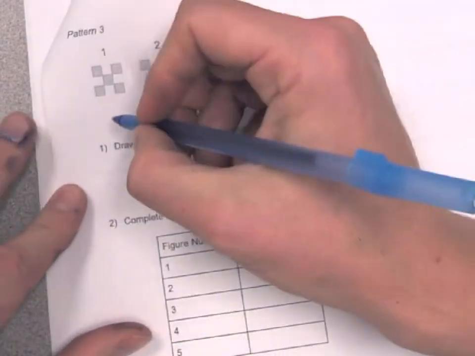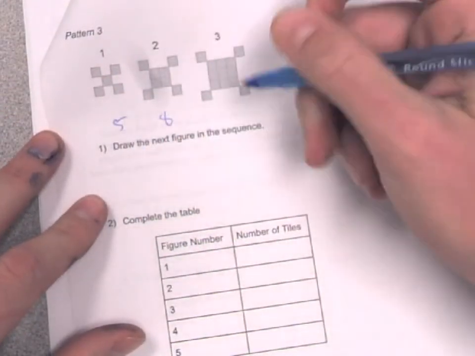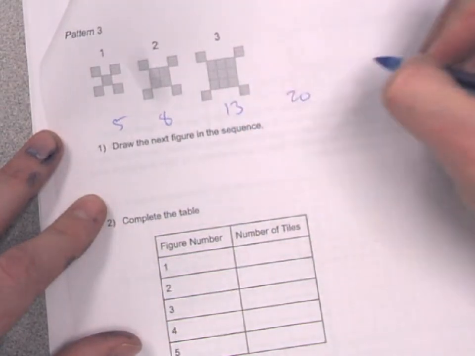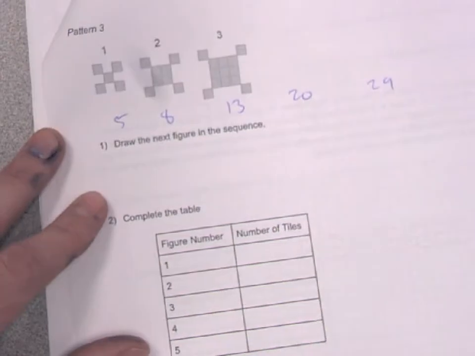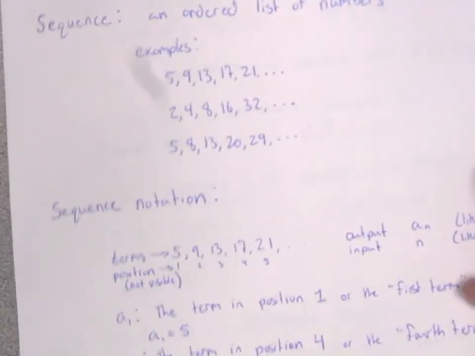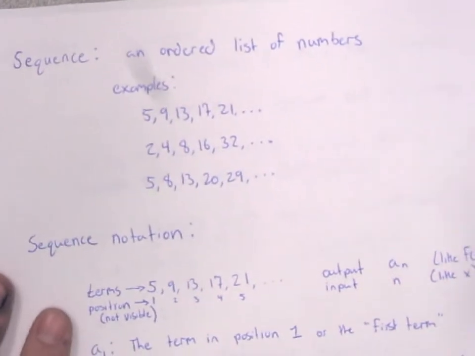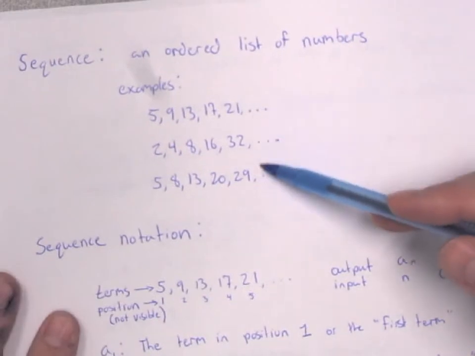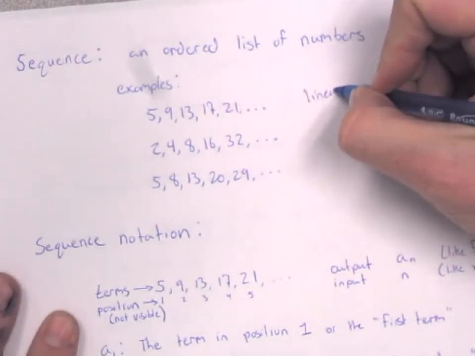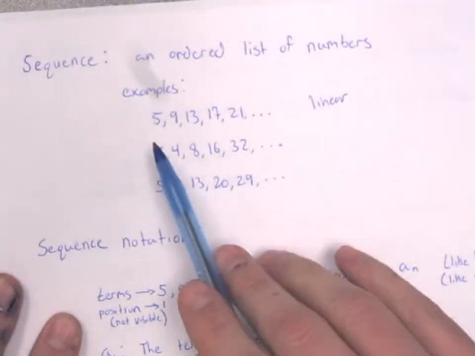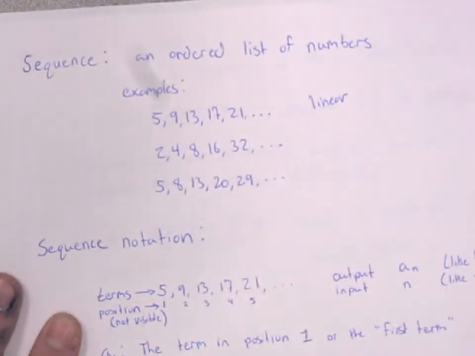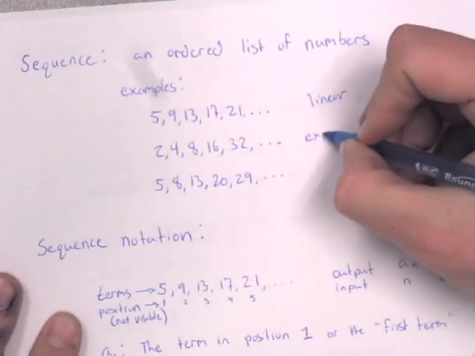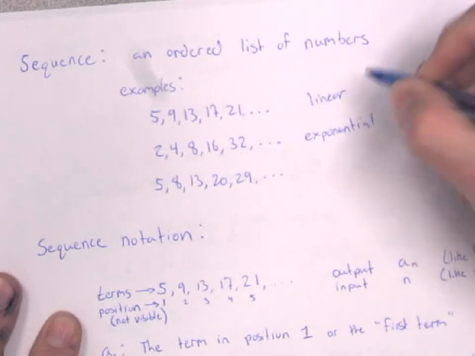This one right here: we had 5, and then this one had 8, and then this one had 13, and then the next one had 20, and the one after that had 29, right? And each of these has a different pattern. So a sequence doesn't have to have a specific pattern. It usually will have some kind of pattern, not always, but most of the time they do. And these are 3 examples. So this is kind of like a linear sequence. It adds the same number every time: plus 4, plus 4, plus 4, plus 4. We see that constant rate of change there. This one right here is more of what we call an exponential pattern because it's doubling, right?